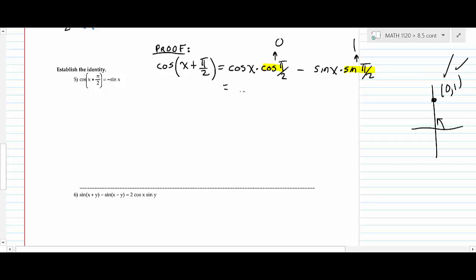Now let's see what happens. You'll have cosine x times 0 there. Then you'll have minus sine of x, and sine of pi over 2 is 1. Everybody follow that okay? Okay, now see if you have a cosine sum like you have there, you got to use that identity. And then that will cancel out, and then this will leave you negative sine x. That's what you were trying to prove.